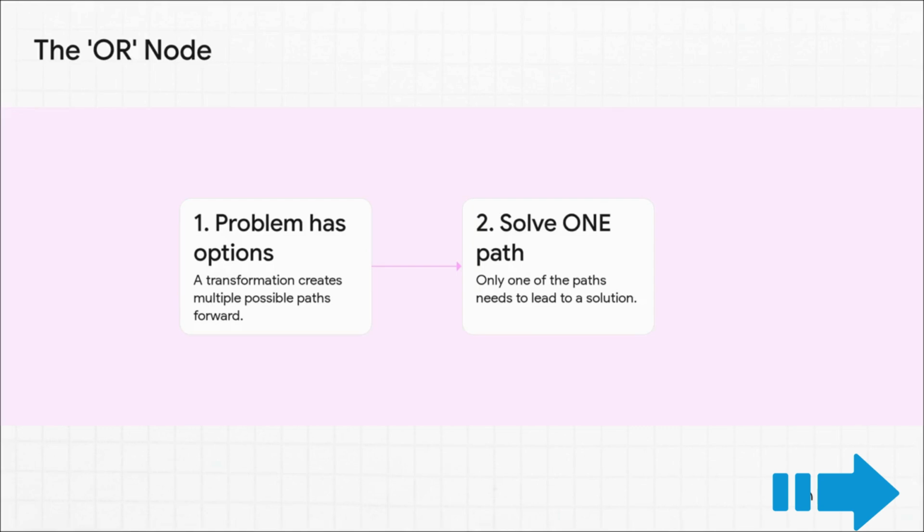But then, sometimes you have a choice. This is where an OR node comes in. This happens when one of those heuristic tricks gives you multiple possible ways forward. For instance, you could rewrite a function in a few different ways. You don't need to try all of them.